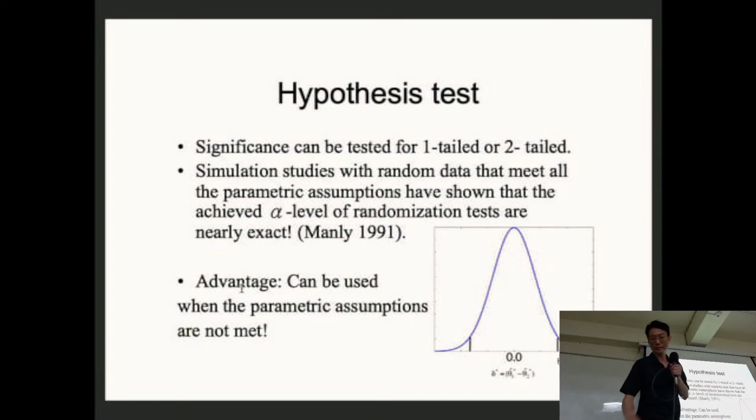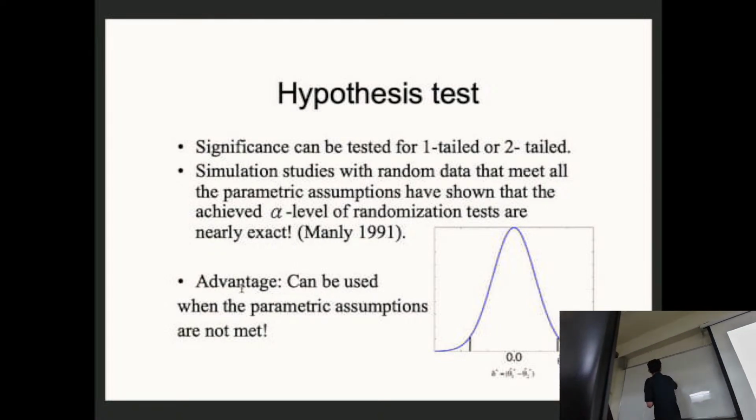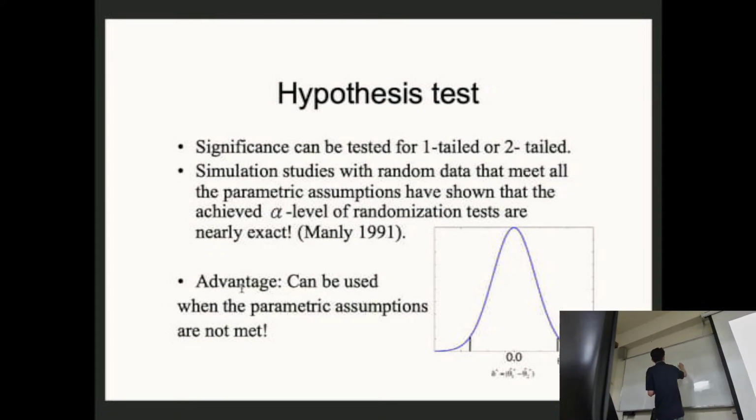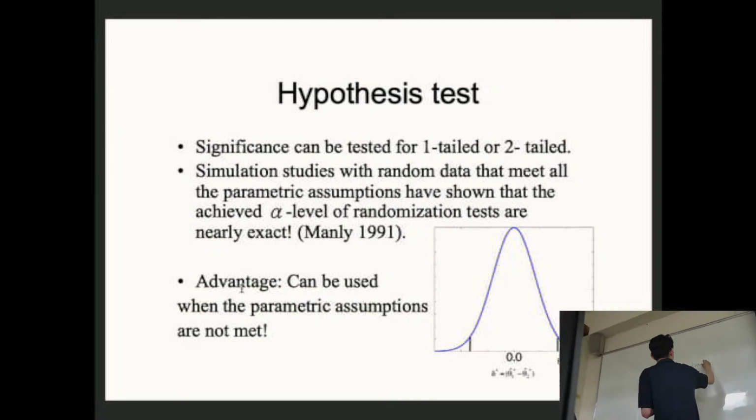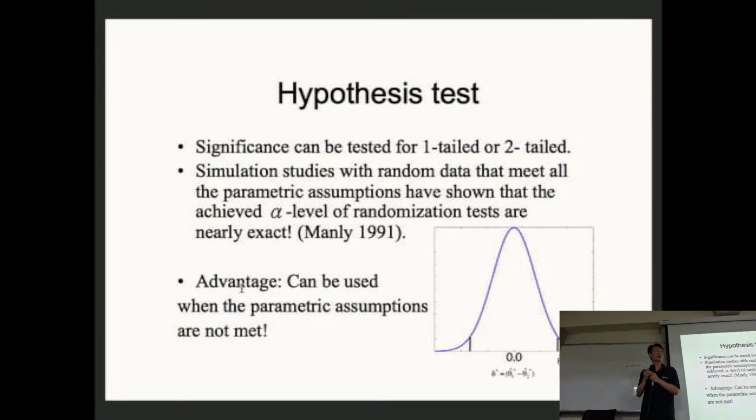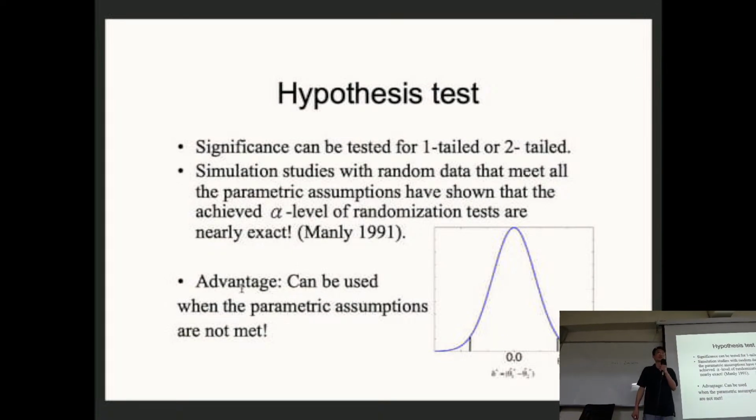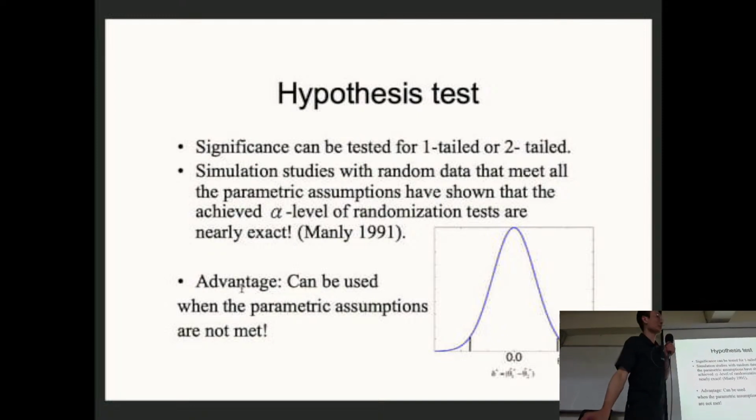So you generate this, called a null distribution. And why is it called null distribution? Because that's the distribution following exactly the null hypothesis. So that's the distribution of your difference in mean generated following the null hypothesis. So it's called a null distribution. And then the hypothesis test becomes very easy.